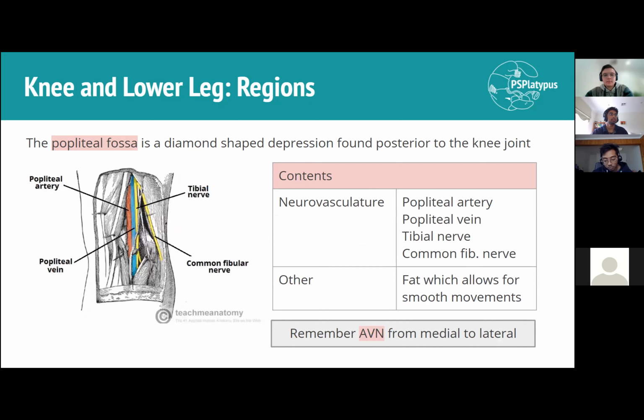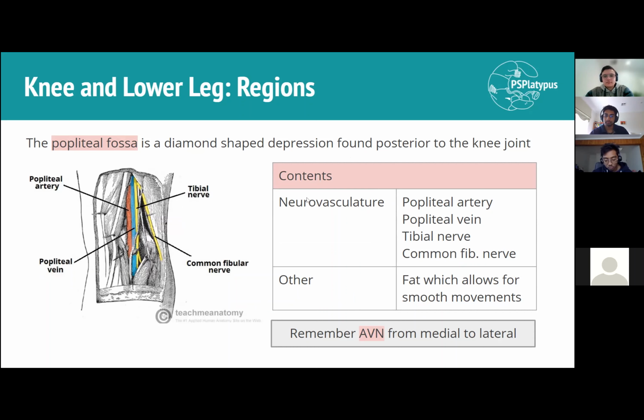Contents are probably a little bit more important for your specimens. So if you've got a dissection opening up the popliteal fossa and they're asking what goes through it, can you identify what is the artery, the nerve, the vein, then it's important to remember the order in which these occur.